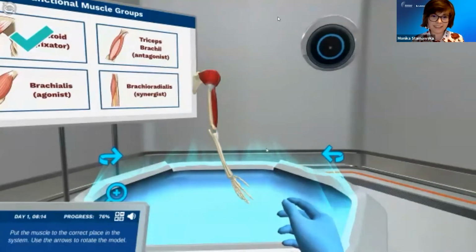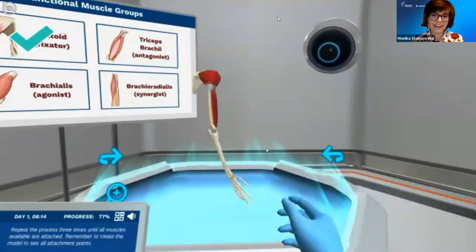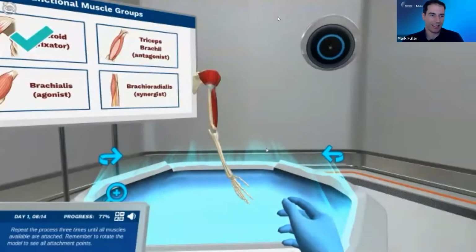biceps brachii. It even looks like a protection cap, right? Repeat the process 3 times until all muscles.